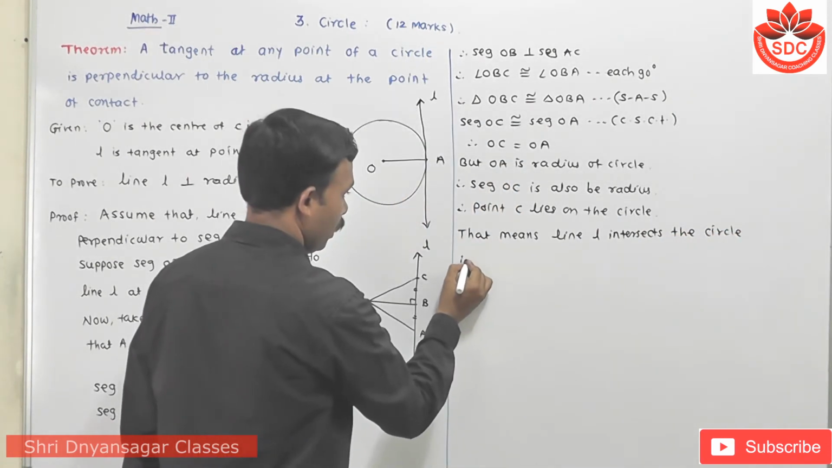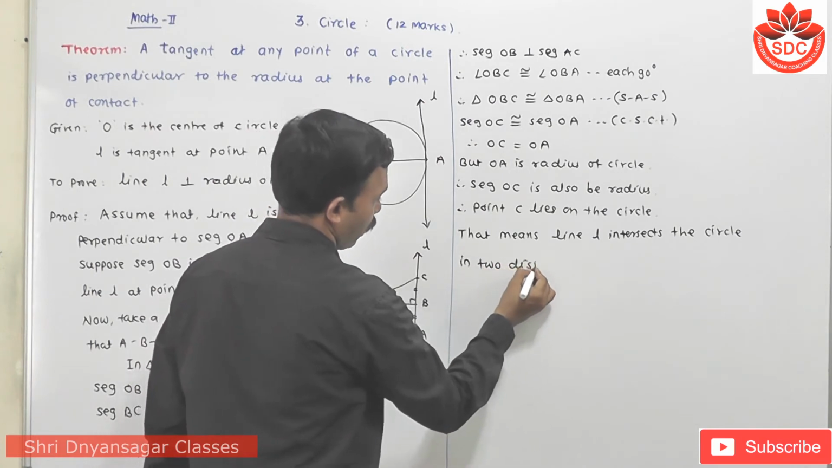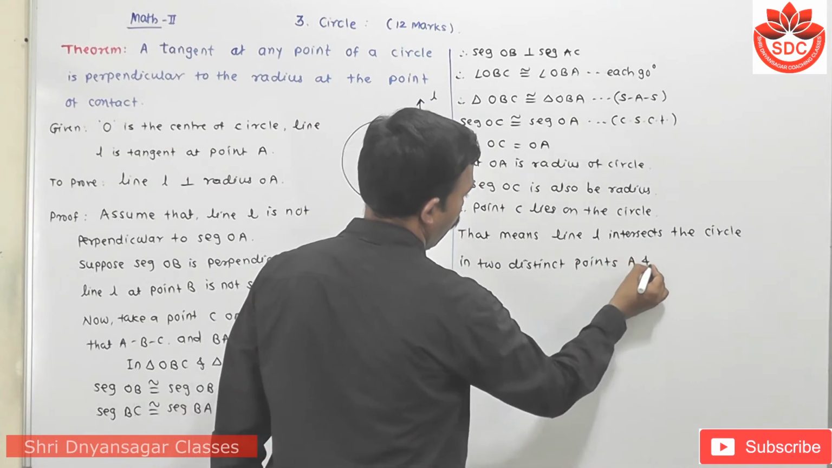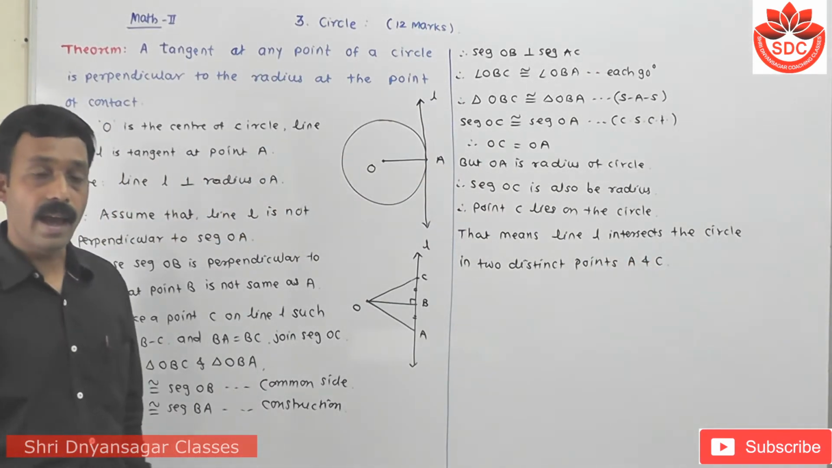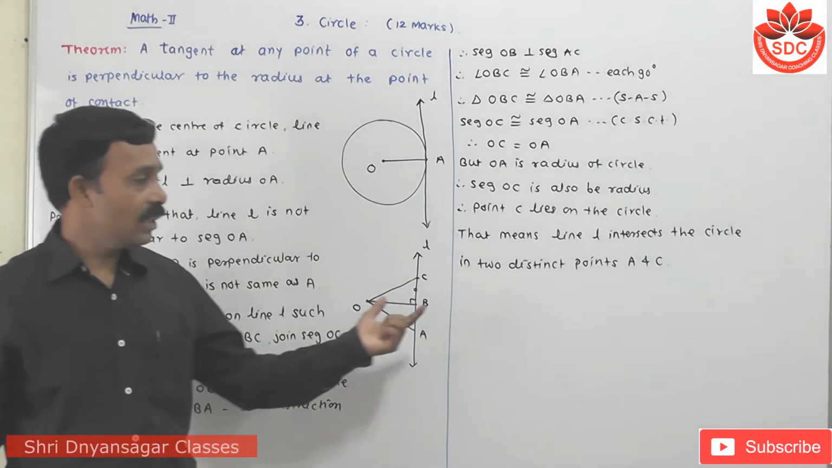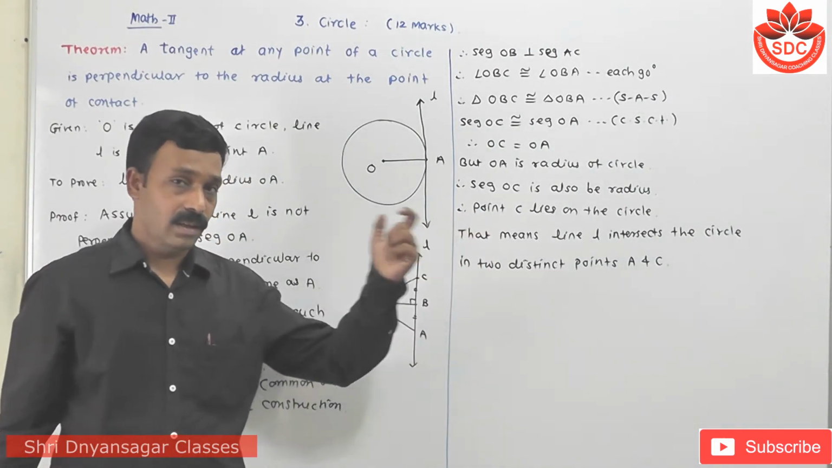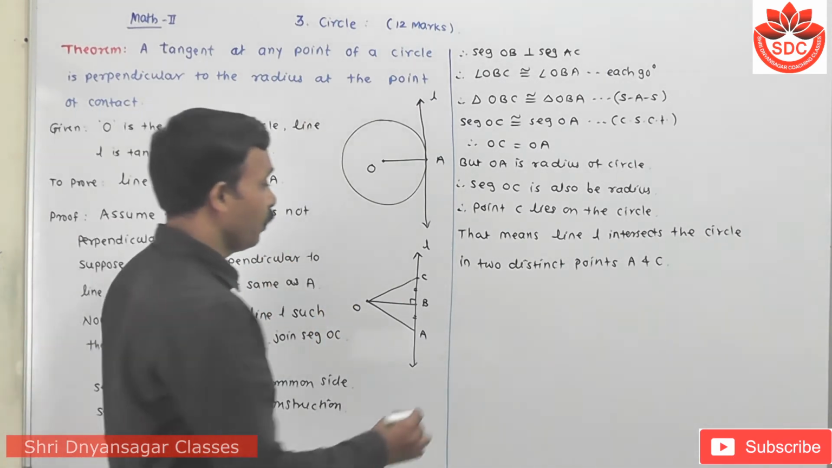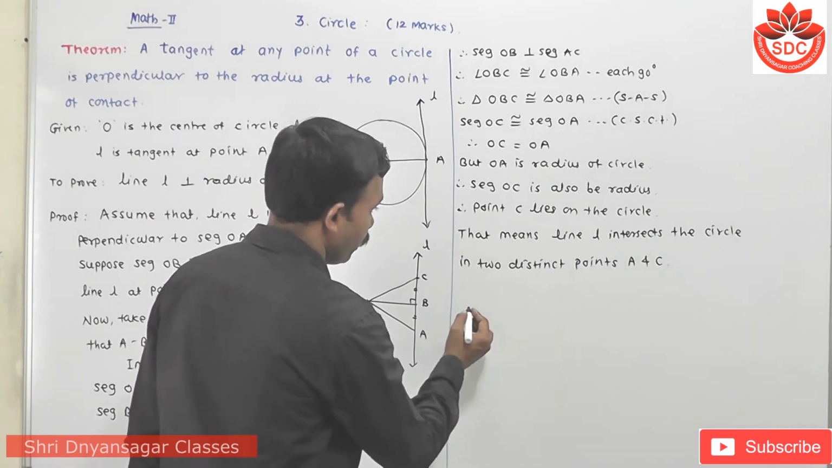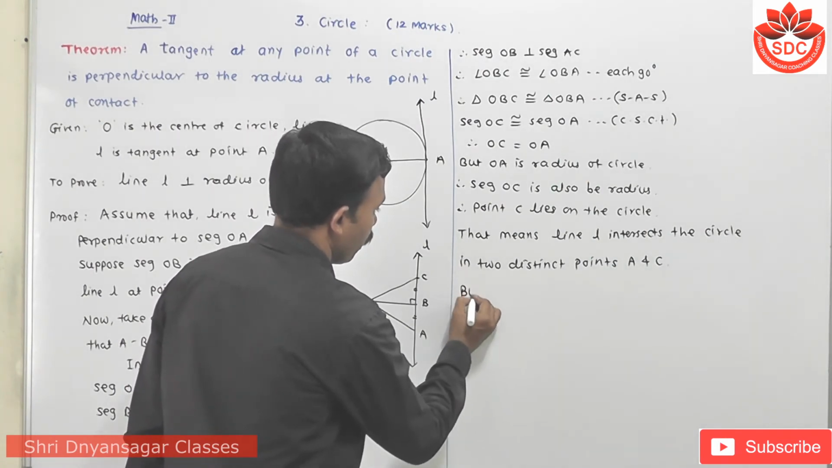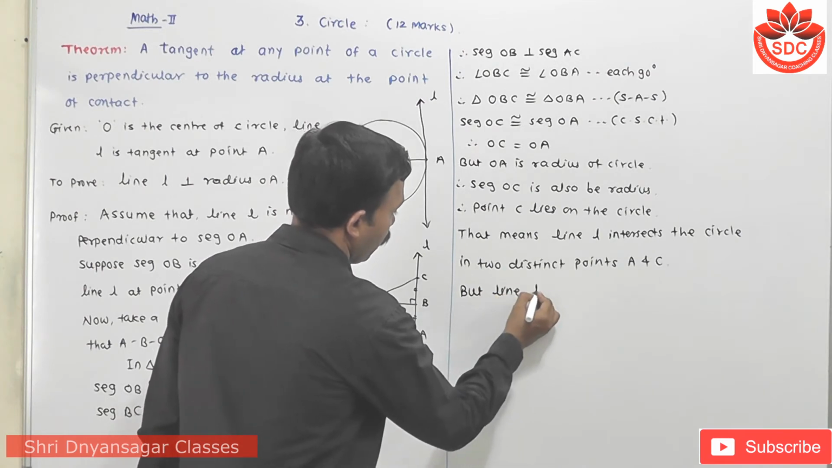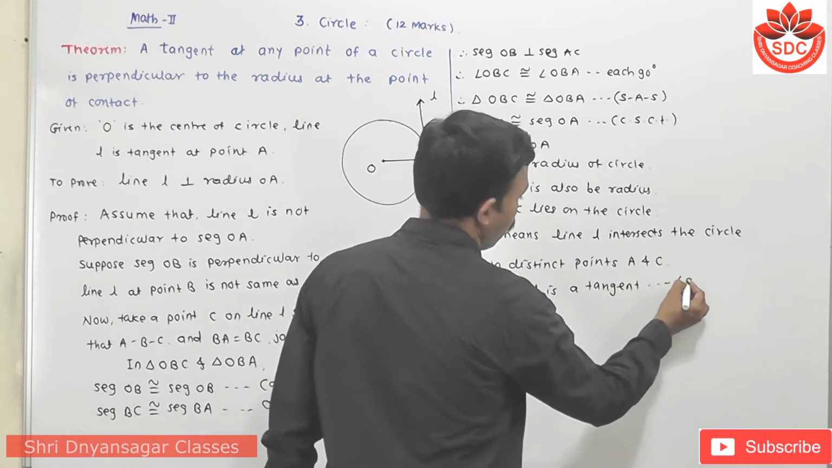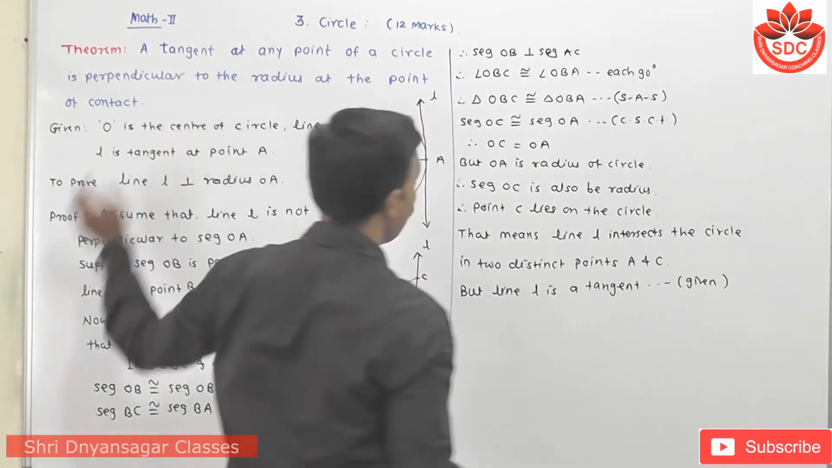The line intersects the circle in two distinct points A and C. But this is a contradiction with the definition of the tangent, which means that the line passes through one and only one point. Therefore, point A and C. But line L is a tangent to the circle. Tangent, which is given here. It is a tangent here.